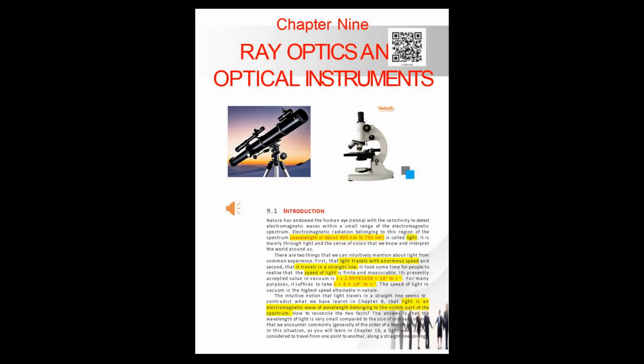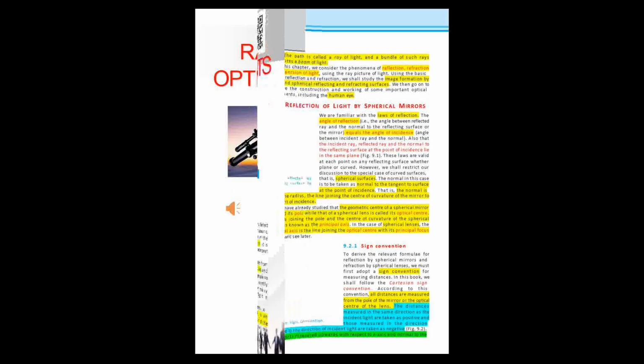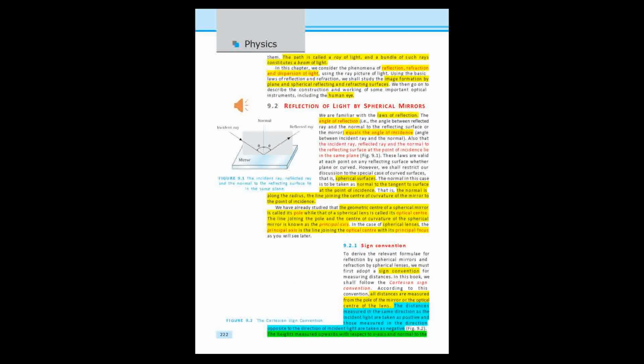The intuitive notion that light travels in a straight line seems to contradict what we have learnt in Chapter 8, that light is an electromagnetic wave of wavelength belonging to the visible part of the spectrum. How to reconcile the two facts? The answer is that the wavelength of light is very small compared to the size of ordinary objects that we encounter commonly, generally of the order of a few cm or larger. In this situation, as you will learn in Chapter 10, a light wave can be considered to travel from one point to another, along a straight line joining them. The path is called a ray of light, and a bundle of such rays constitutes a beam of light.